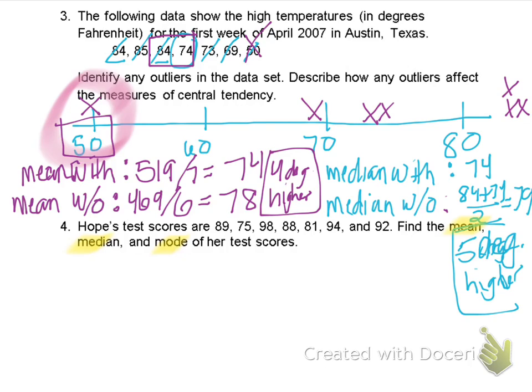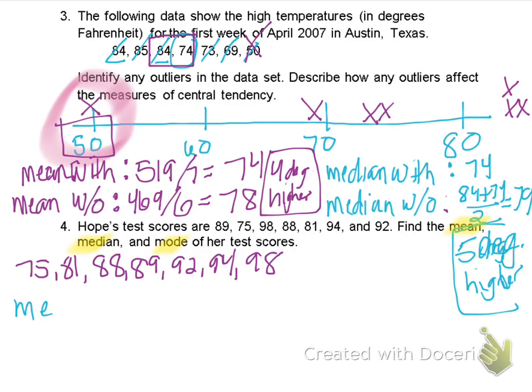I'm going to put them in order, and I'm going to put it on pause while I do that. So why don't you put the numbers in order on your own paper while you're waiting. Okay, now that they're in order, I can add them up. If I add them up, it equals 617, and there are 7 test scores, so divide by 7, and that gives me 88.1 for the mean.